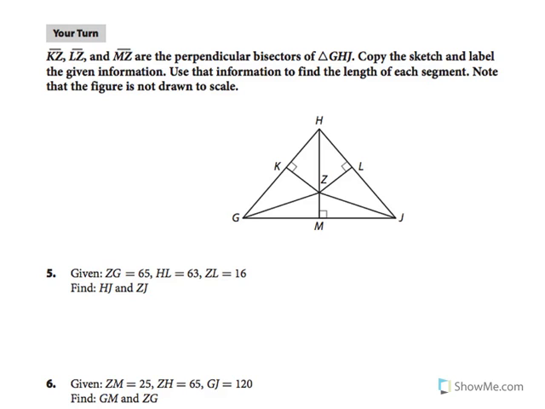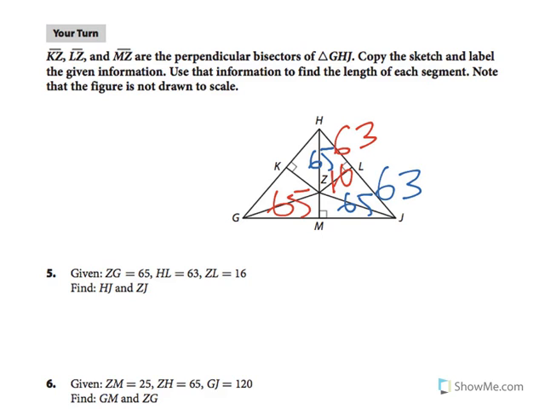Okay, so number 5, we're given that ZG is 65. So from Z to G is 65, and HL is 63, and ZL is 16. Right, so now even before we answer those two questions, we can label our diagram, right? So that means that JL is also 63, and JZ is also 65, and HZ is also 65. Okay, so at home, I want you guys to do the same thing. Make a sketch and label your drawing.